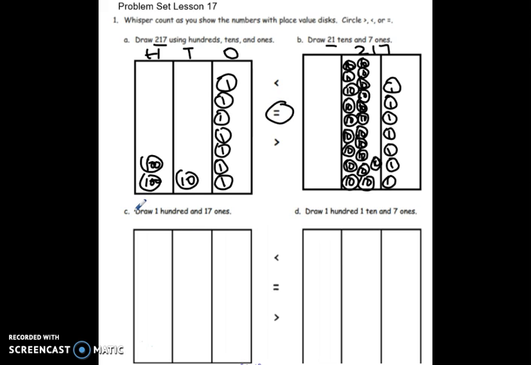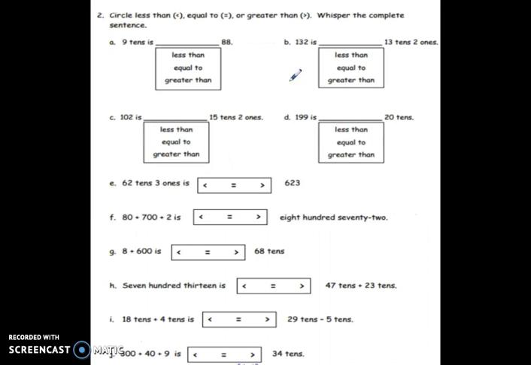You are going to do the next one on your own. So for C, you're going to draw 117 ones. D, you're going to draw 100, 110, and 7 ones. And then you're going to compare the two numbers and circle less than, equal to, or greater than. Then turn to the next page.